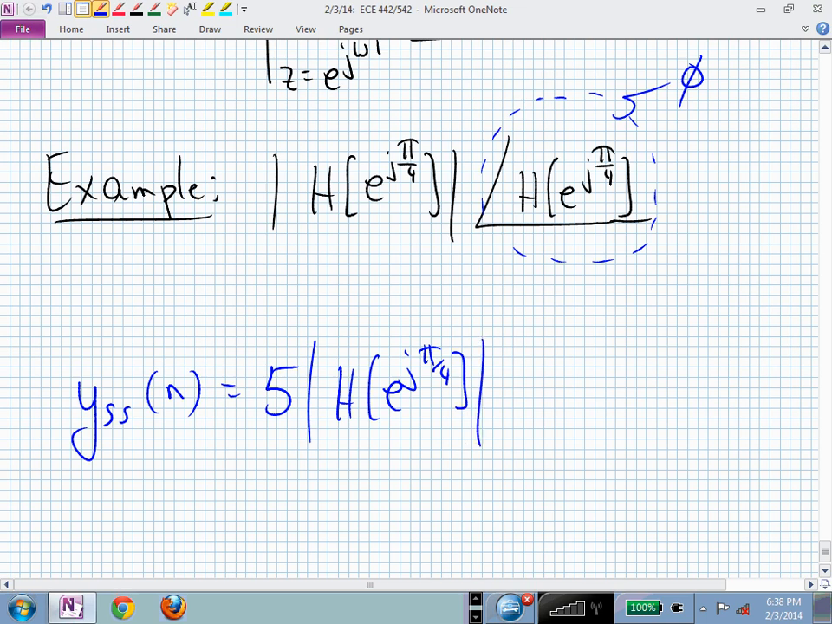If I take the magnitude of a complex number, h of e to the j pi over 4 is just going to be a complex number. So if you had h of z on your calculator, you could say evaluate that at z equal to e to the j pi over 4, and it'll give you some complex number. Then find its absolute value or its magnitude, and that's what you'll put in right there. If you do that for this particular h, this actually ends up being about 4.9.